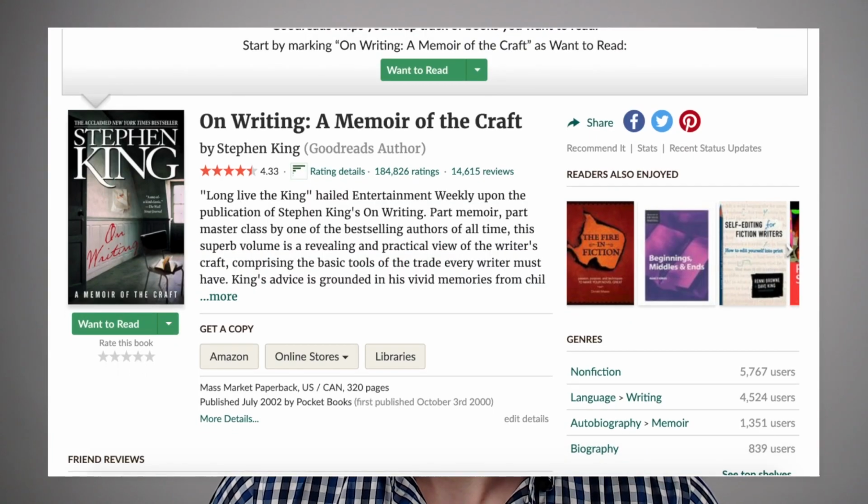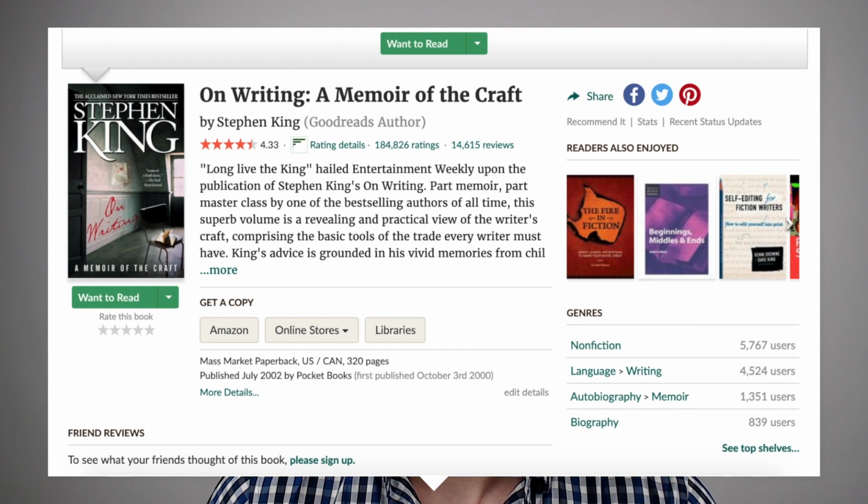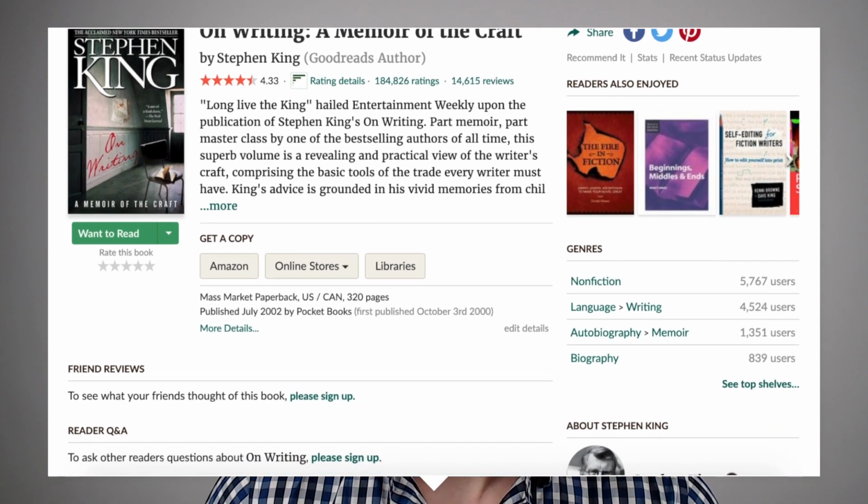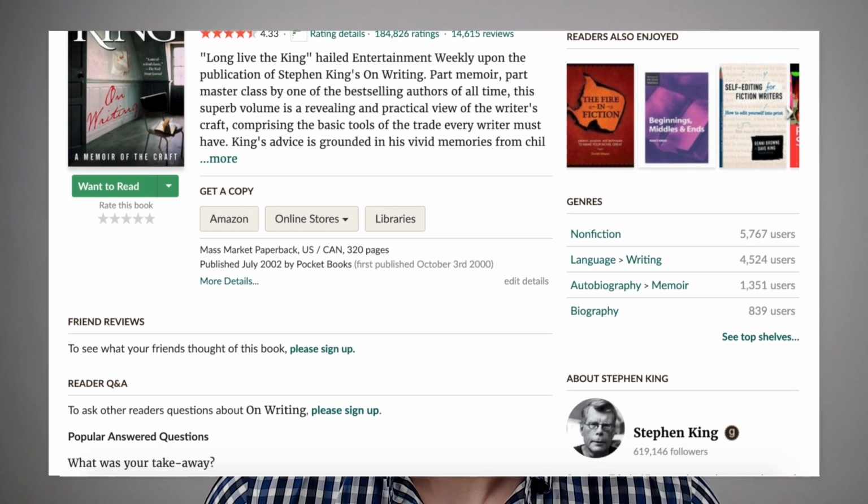Another one is from none other than the legendary Stephen King, called On Writing, a Memoir of the Craft. Well, listen, Stephen King is one of the most recognized writers ever, and he definitely knows his craft. And if you want to learn from the best, then this is the book that you should read.